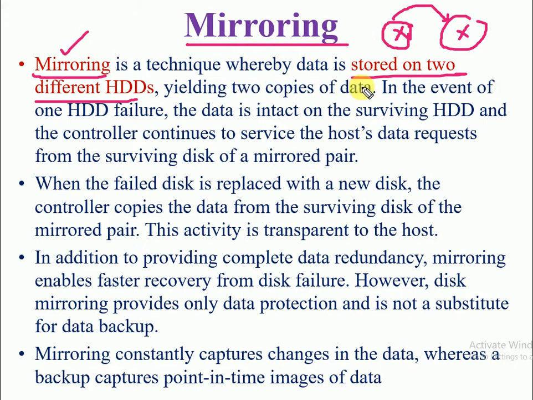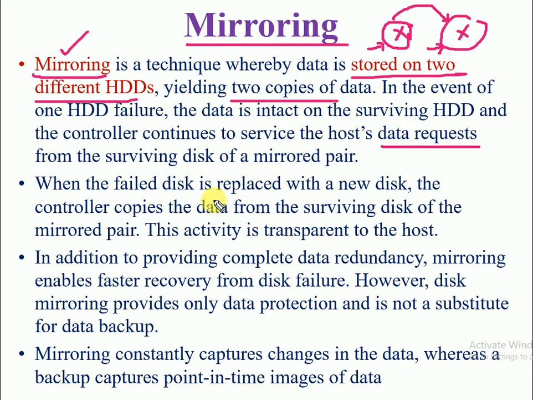So data is stored on two different hard disk drives. That means it will have two copies of the same data. Now if one hard disk fails, it can access the same data from the second drive. That is the main advantage of using mirroring. And the controller will continue its service; if the data request cannot be served by one, it can be taken from the mirrored pair, that is from the second hard disk drive.